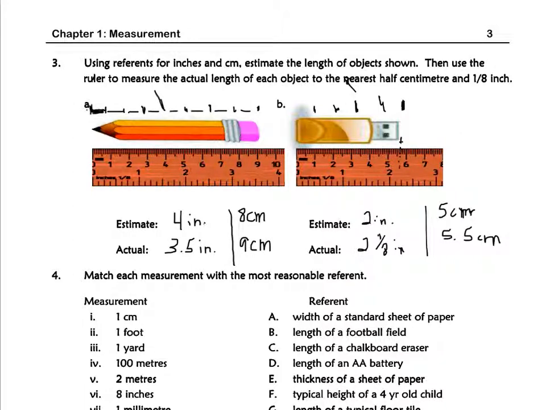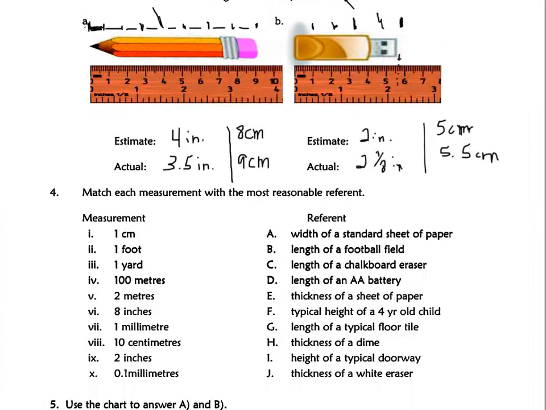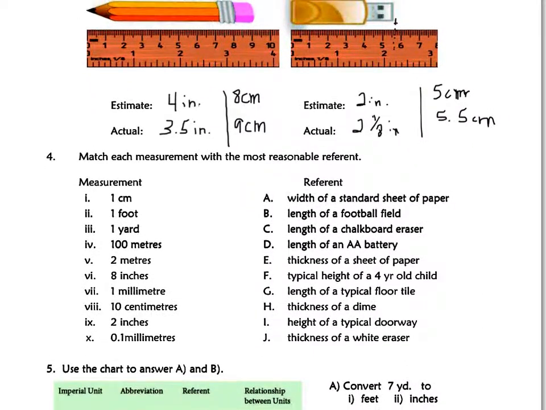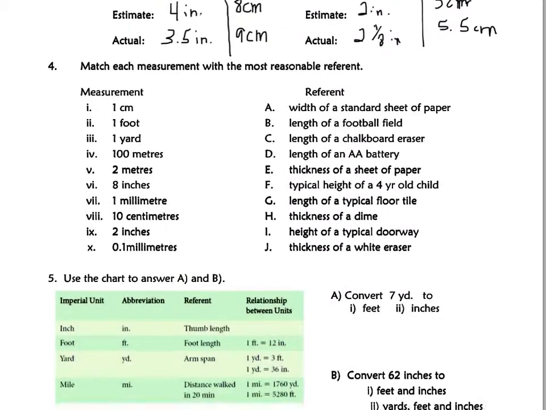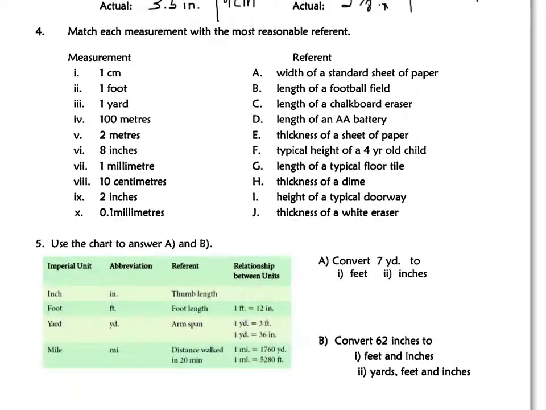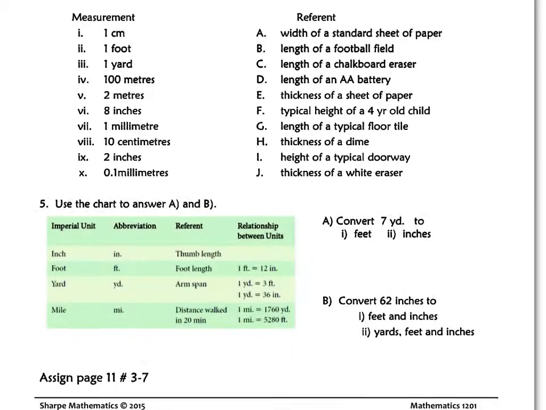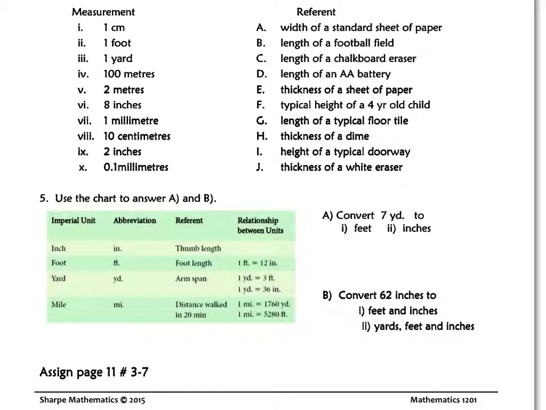All right, so the next question asks you to match up the measurement with the most reasonable referent. So if we look at the matches, we've got a centimeter. If we look at the list on the right, a centimeter, I would go with J, thickness of a white eraser. So one of those little square white erasers.